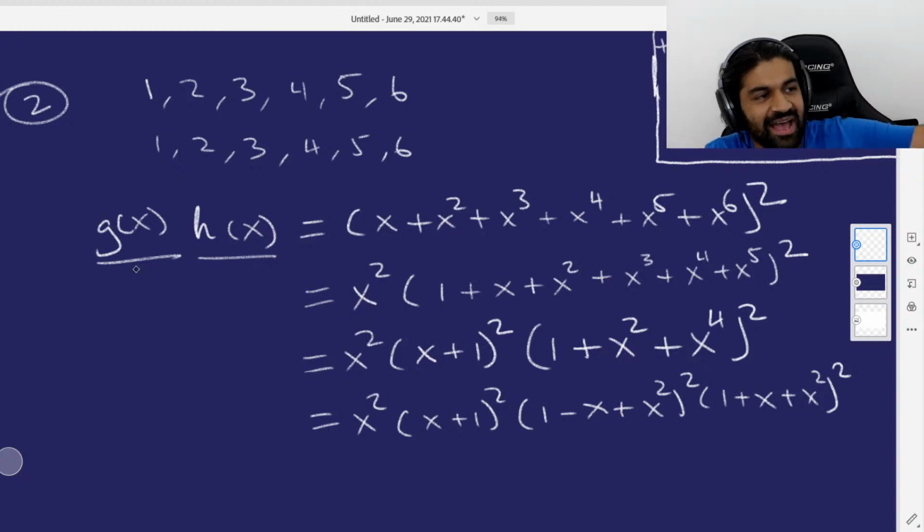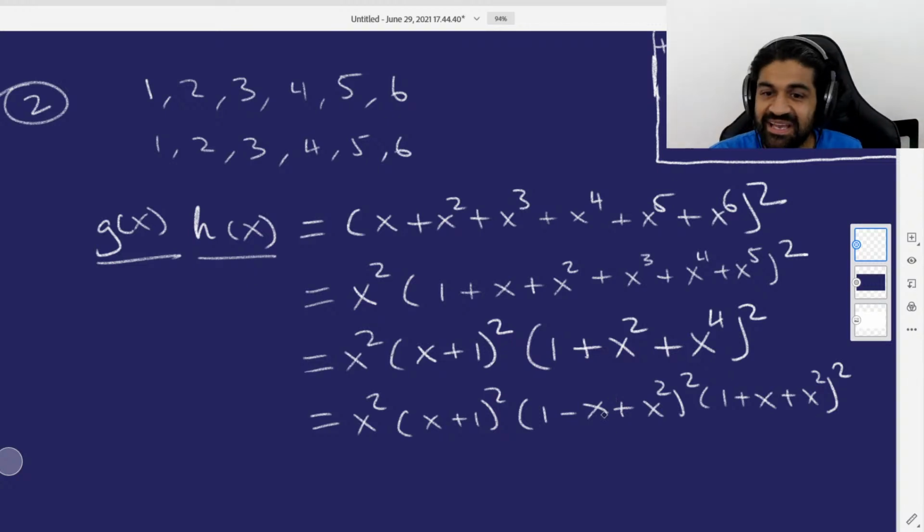So g of x times h of x is equal to this. But now here's the thing. All I need to figure out is a way to distribute these factors among g of x and h of x. I can try all the different ways and see if any of them works. And if they work, I will know that there's a way to construct these die g of x and h of x. And if it doesn't work, then I'll know.